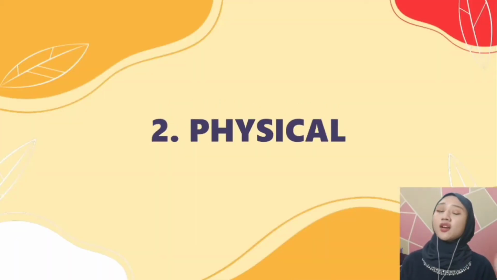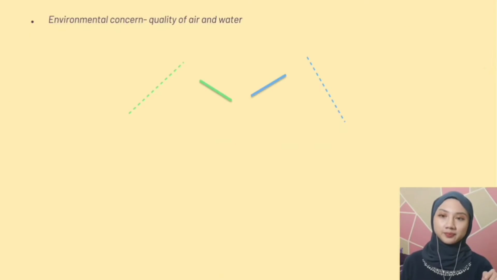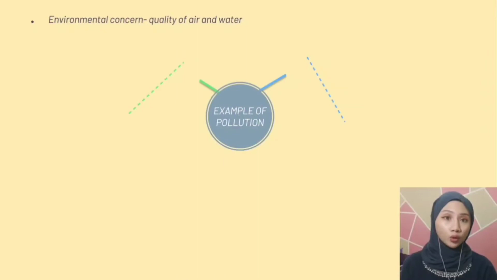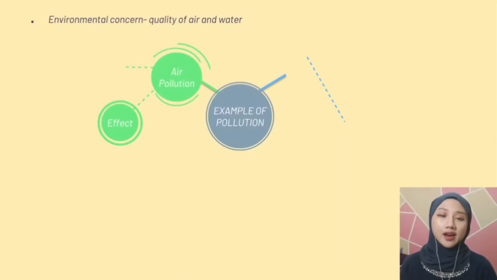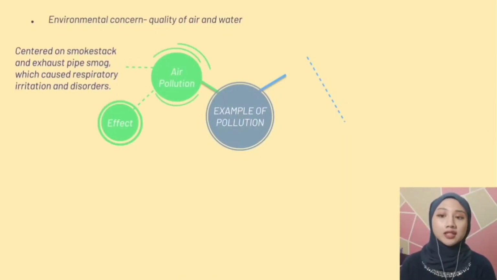The next factor is physical. Physical is the content of environmental concern. It is the quality of air and water. There are two examples of pollution. The first one is air pollution. Air pollution centers on smokestack and exhaust pipe smoke, which cause respiratory irritation and disorders.